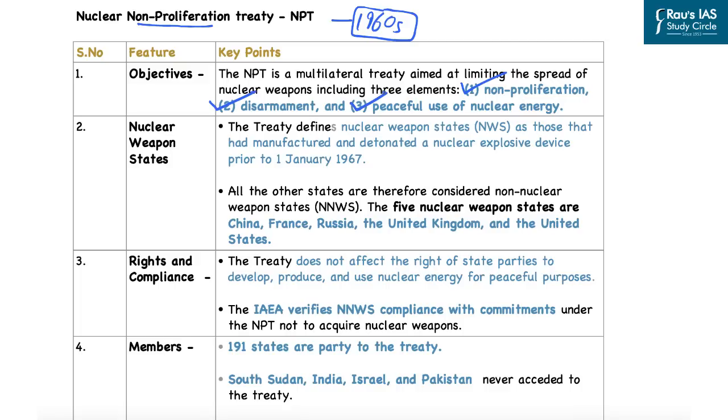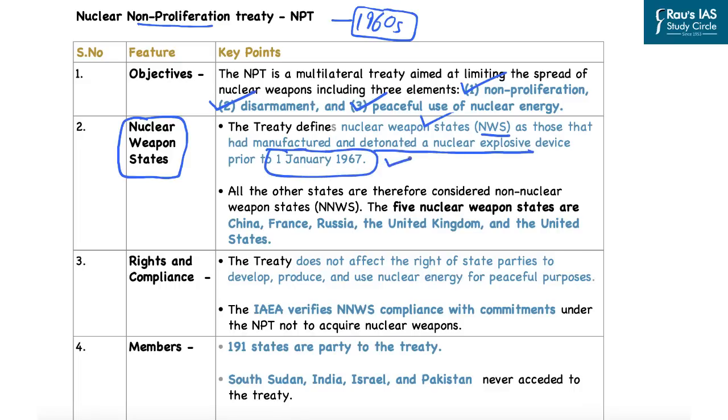However, much success has not been visible in case of nuclear disarmament, and the nuclear non-proliferation has not also been very successful because even after the finalization of NPT, there are countries which have acquired the nuclear weapons. In this line, one of the important features of the NPT Treaty is that it defines which countries are termed as nuclear weapon states. So this treaty defines the nuclear weapon states or the NWS as those states that had manufactured and detonated a nuclear explosive device prior to 1st January 1967.